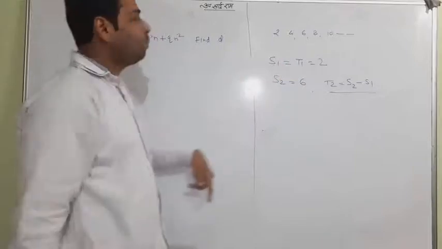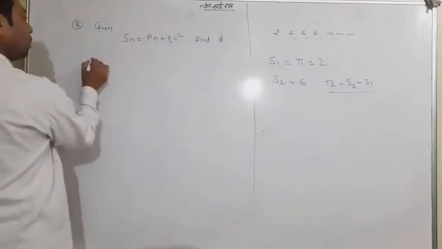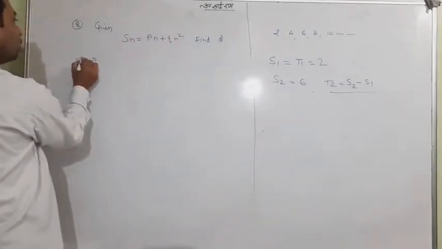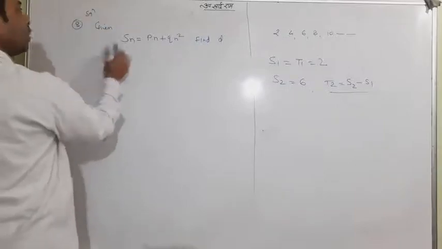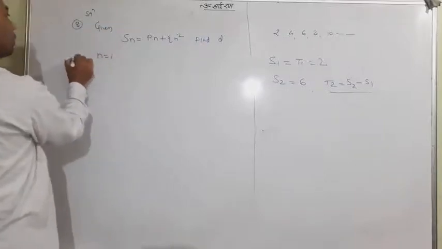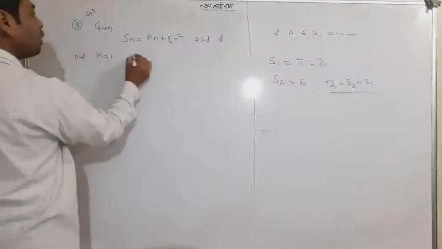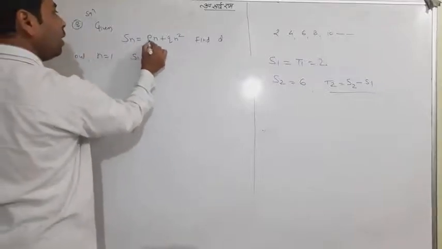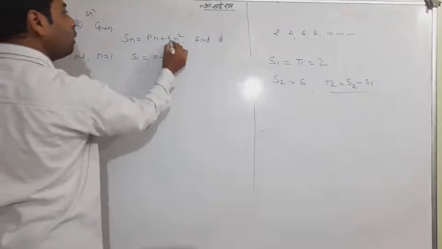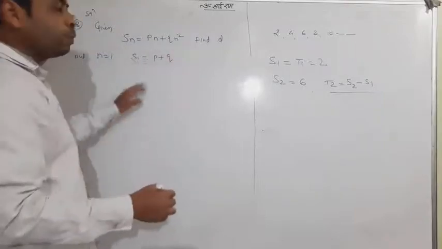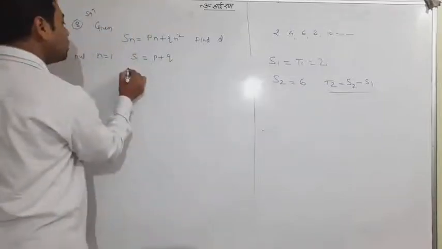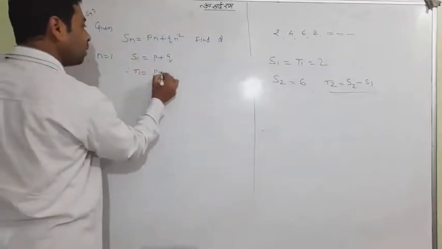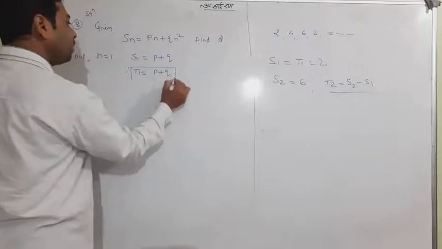What will you do? First of all, you will put n equal to 1. I start the solution from here. Solution. First put n equal to 1. What will you have? S1 is P into 1, P, plus Q into 1, Q. And I taught you that S1 is actually your T1. So this is none other than T1, P plus Q. You got T1.